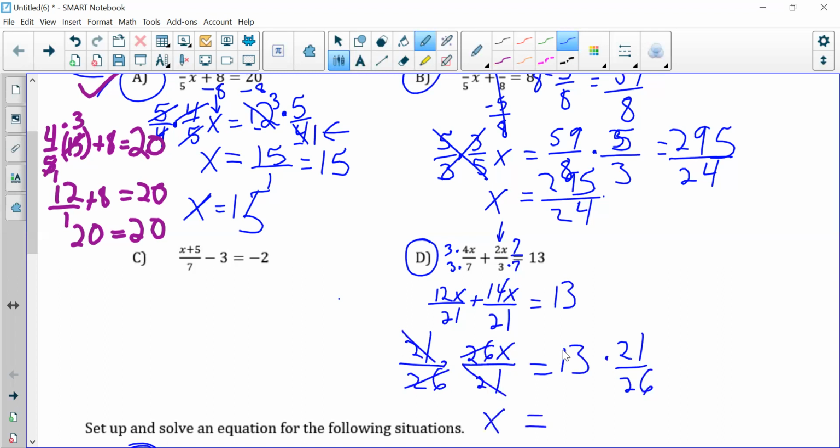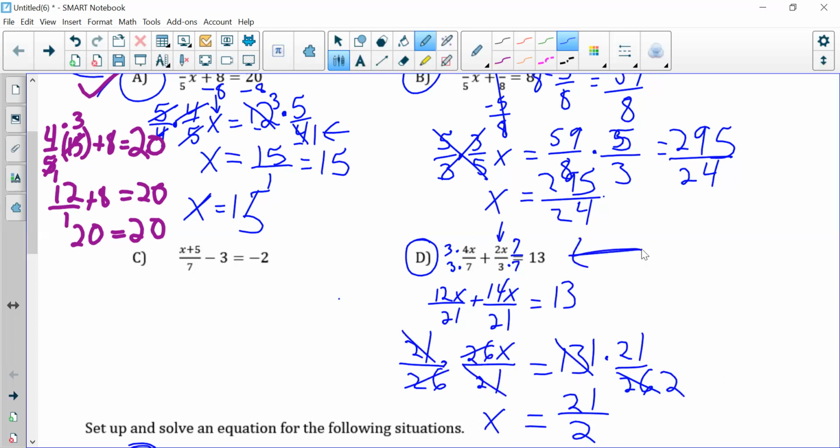Remember that we can simplify because 13 goes into 26. So 13 goes into itself one time, it goes into 26 twice. So I end up with x equals 21 over 2. I'm not going to check this one here, but again, we do it the same way. You would plug in 21 over 2 back up here, everywhere you see an x.